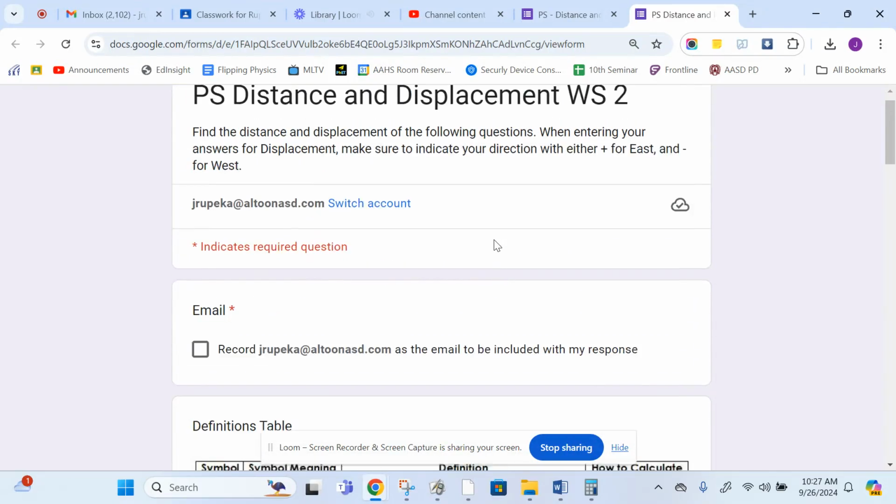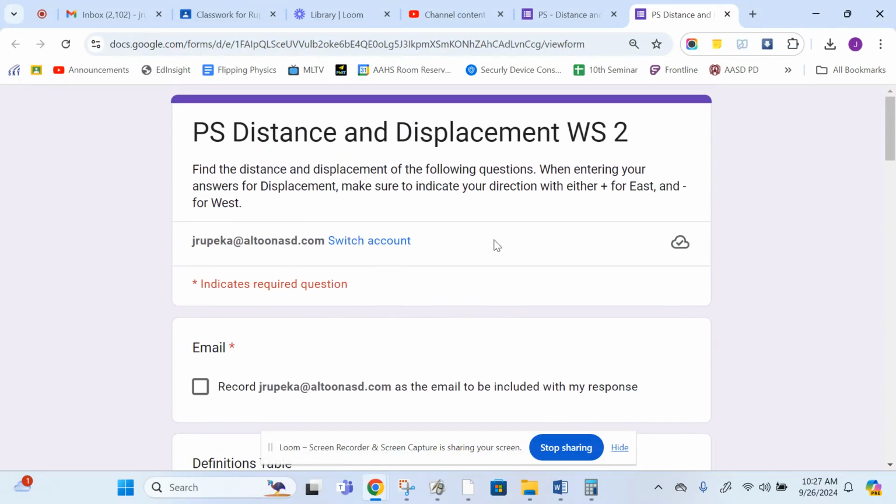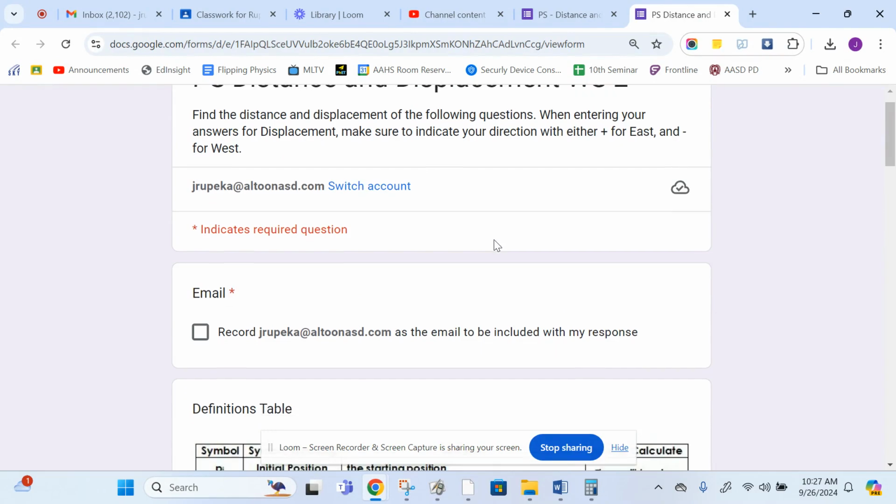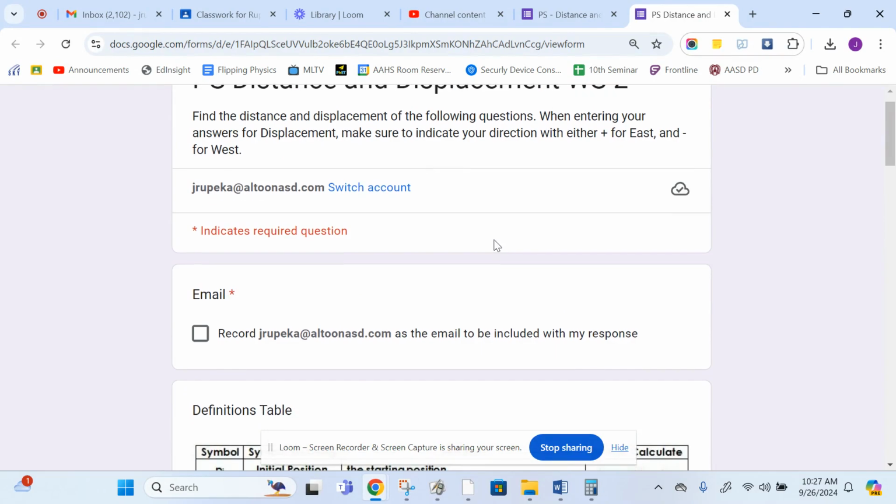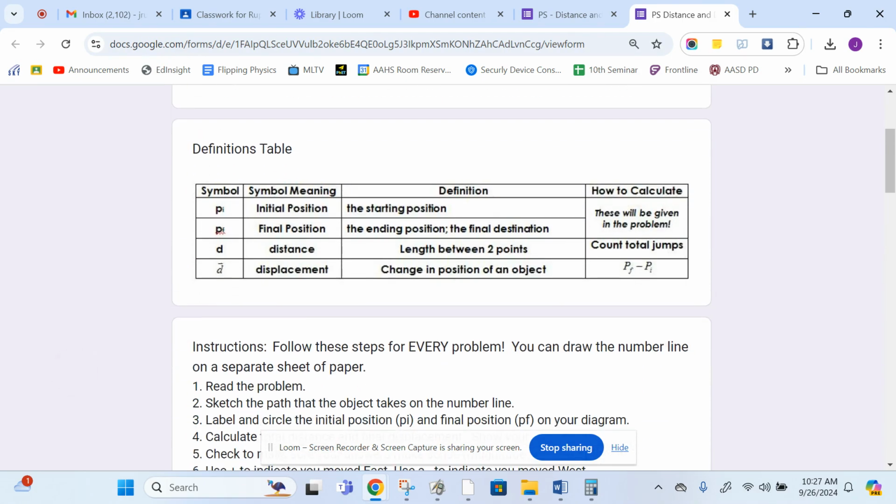I'm going to go over a little bit here about distance and displacement, worksheet number 2. Again, just going through, looking at the directions, make sure when you're doing your answers for displacement, please be sure to indicate your direction with either a positive or a negative sign at the beginning before you enter your answer.